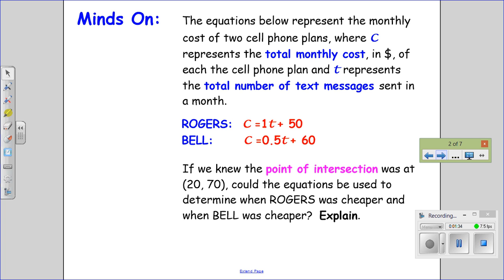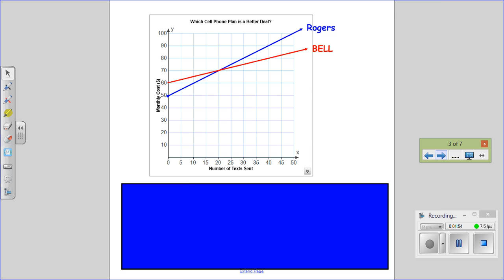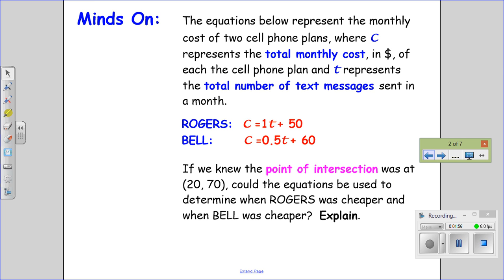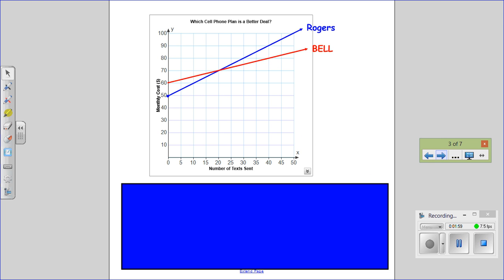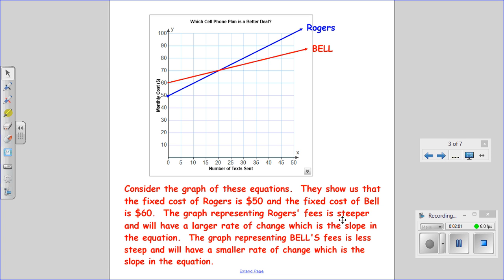We also know that the cost per text message for Rogers is $1 and for Bell it's 50 cents. So the line that represents the cost of Bell will rise at a much slower rate. It will be much less steep than Rogers. And after the point of intersection, it will be the cheaper plan. If we look at the graphs, we can see this, and we can visualize that Rogers is in fact cheaper before the point of intersection.